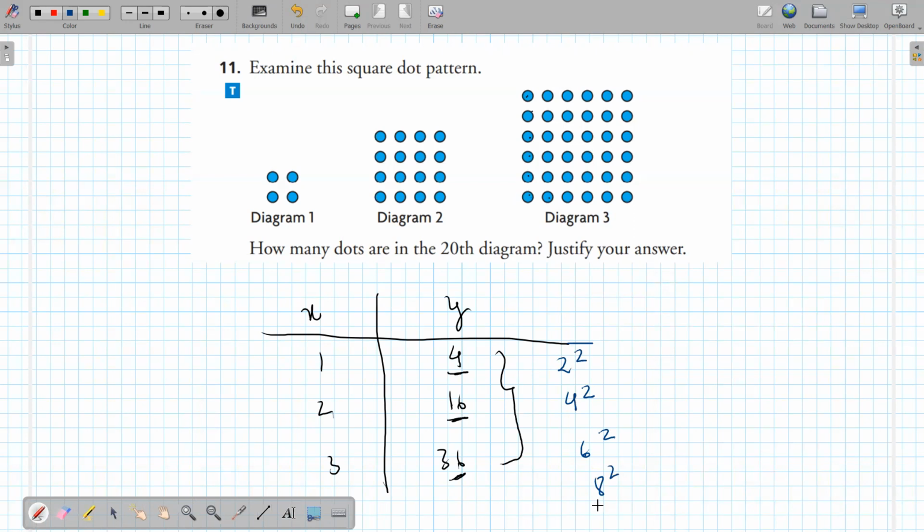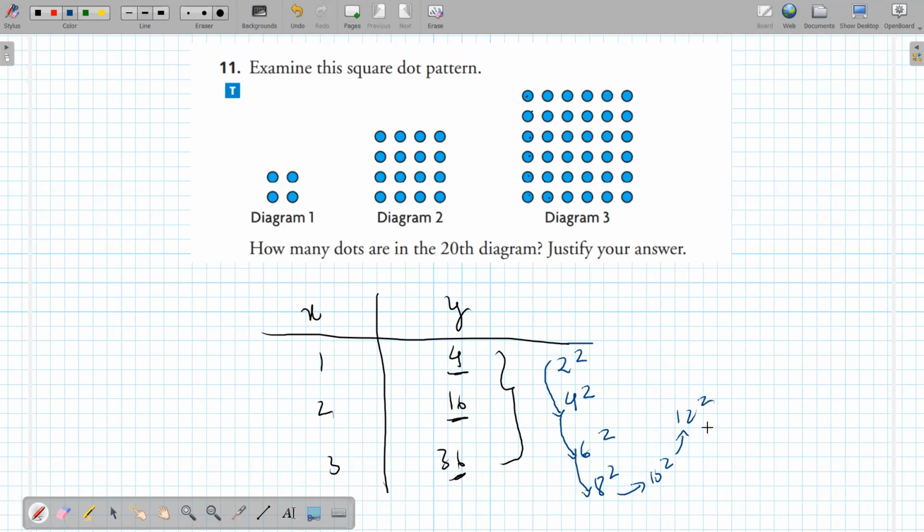Okay? You're adding 2, and you're squaring them. The next one will be 8 squared. Okay? So 1, 2, 3, 4. And as you can imagine, the next one will be 10 squared. So that's the fifth one. We need to go all the way to 20, right? So what's the next one going to be? After 10 squared, 12 squared, yeah, exactly.